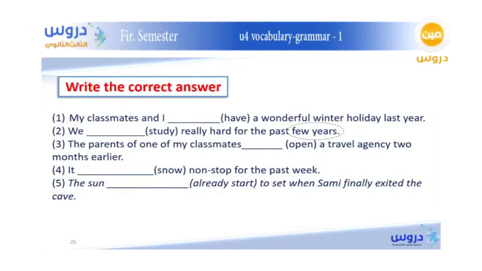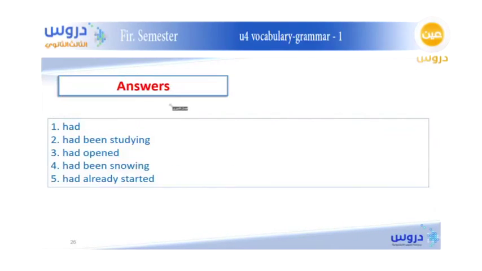Just keep in mind that we will go back a bit for Shuruq and Shada. All right, my classmate and I. This is plural. Okay, my classmate and I. This is not singular. This is plural. Now, I cannot say I have or has because we are talking about past. So, the past tense, I had a wonderful holiday last year. The answer would be I had.